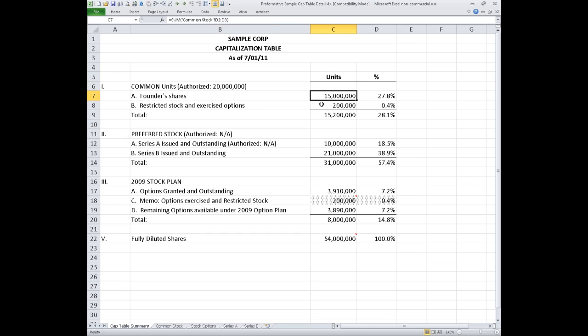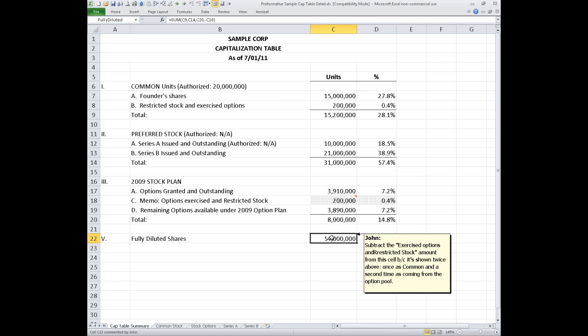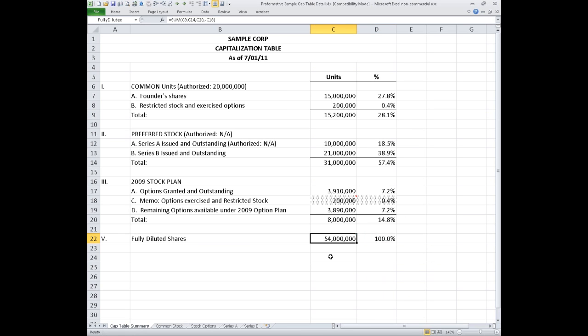And as you can see over here under the units, 15 million shares are out to founders, and another 200,000 restricted common shares are also out. So there's a total of 15 million common shares out there, out in the world. And that represents, in this case, 28.1% of fully diluted. So we'll talk a little bit more about that in a minute.